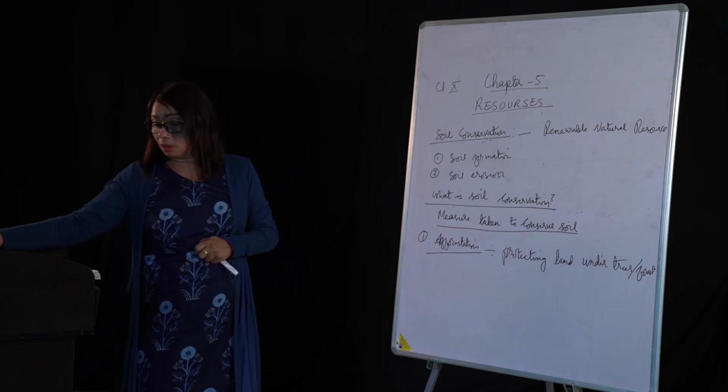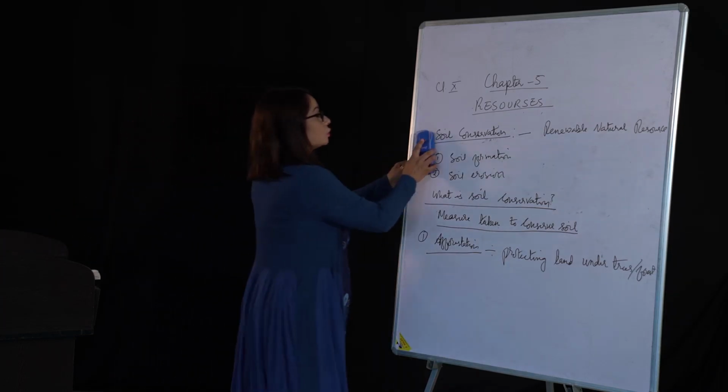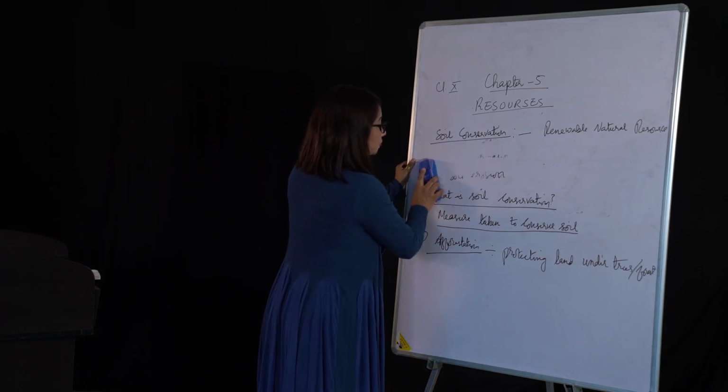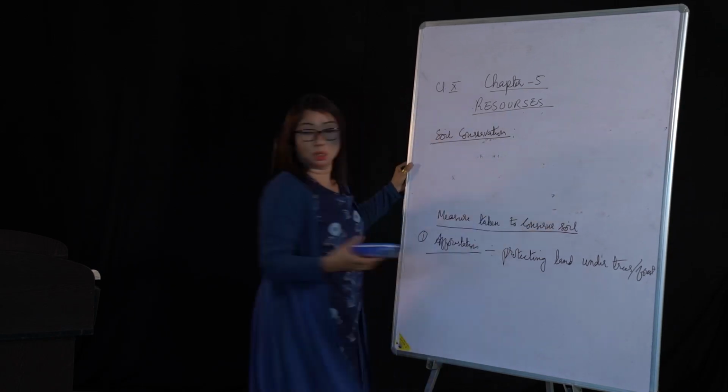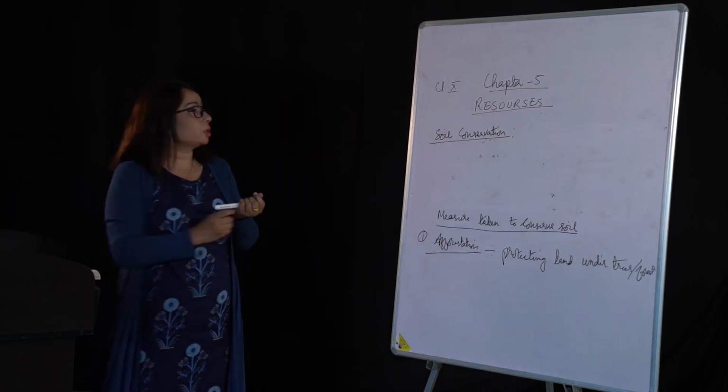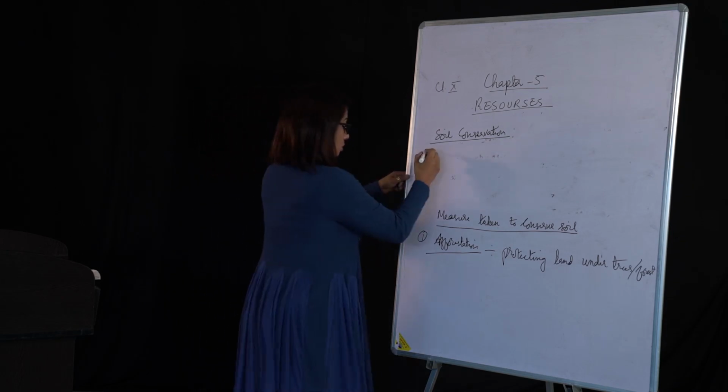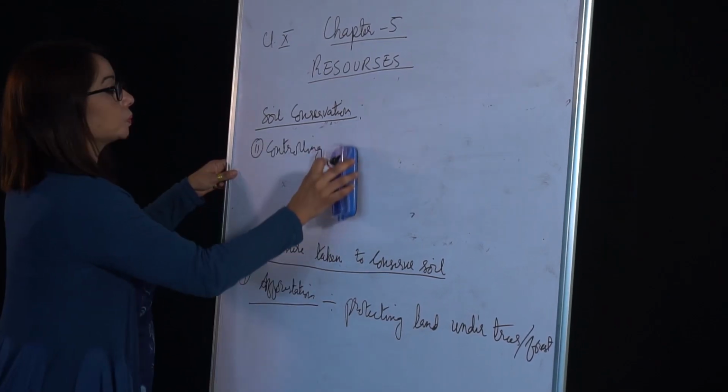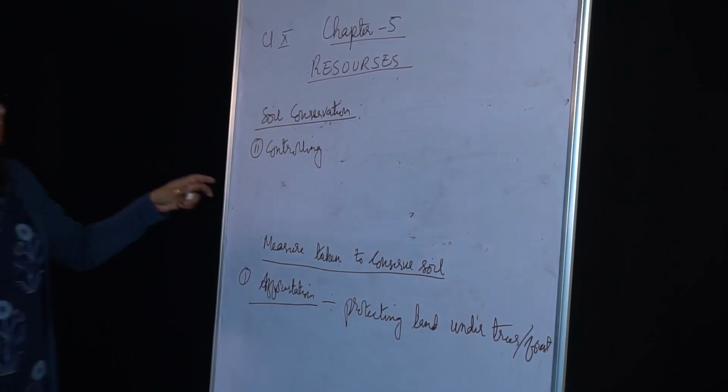Now, the second method of soil conservation is controlling overgrazing.